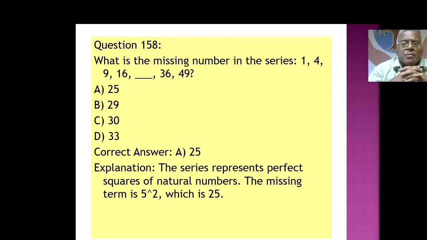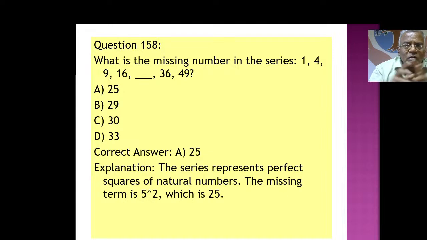What is the missing number in the series 1, 4, 9, 16, dash, 36, 49? The series represents the perfect squares of natural numbers. The missing term is what? Okay, 9, 3 into 3, 9, the perfect square. 16, 4 into 4, 16. 36, 6 into 6, 49, 7. So what is missing? 5 into 5, 25.